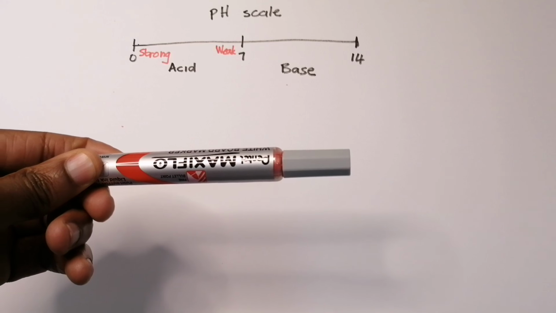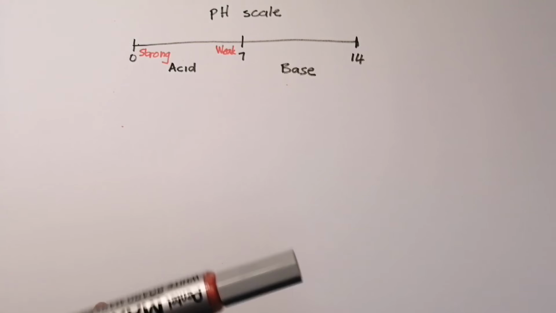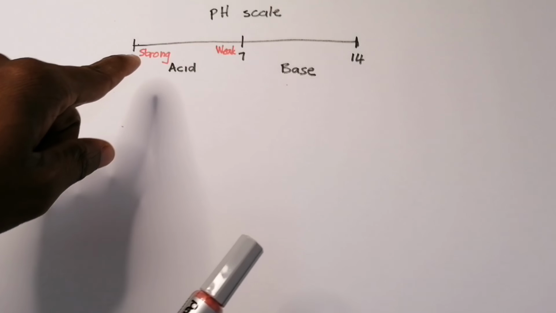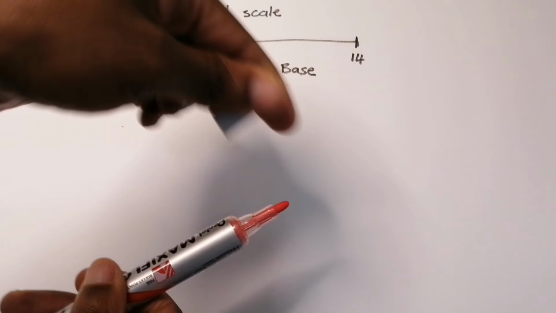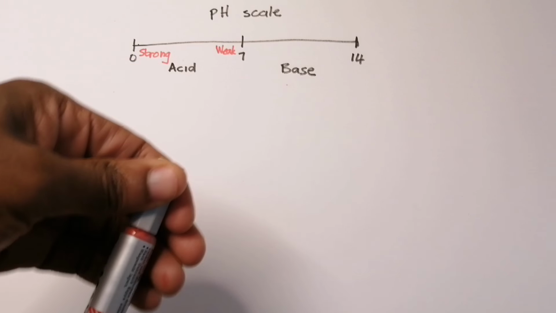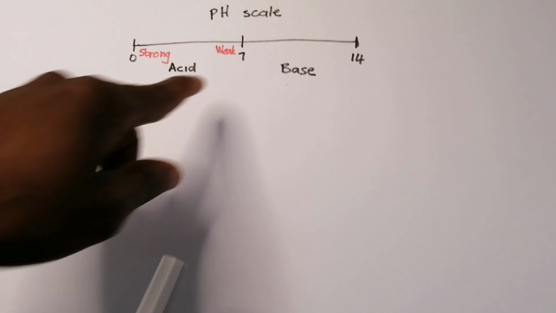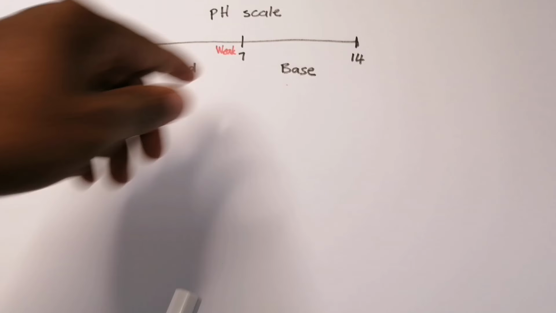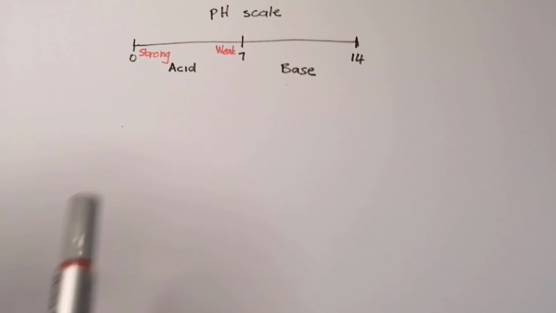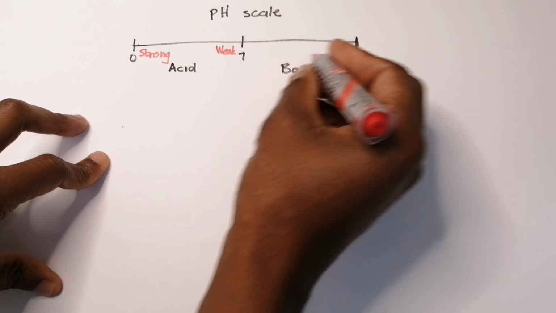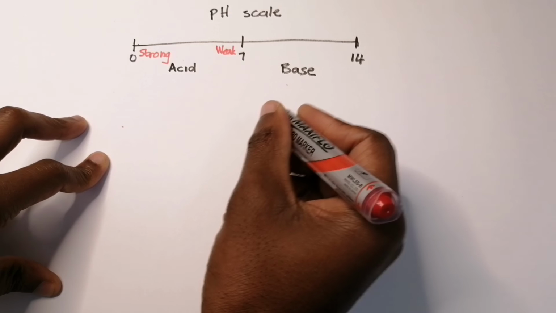So how do we measure the strength of an acid? A strong acid is one that ionizes completely in solution to give us a high concentration of hydronium ions. A weak acid is one that ionizes partially, so not all of them are going to break down to give us H+ ions. As for bases, we'll talk about this in the next video.